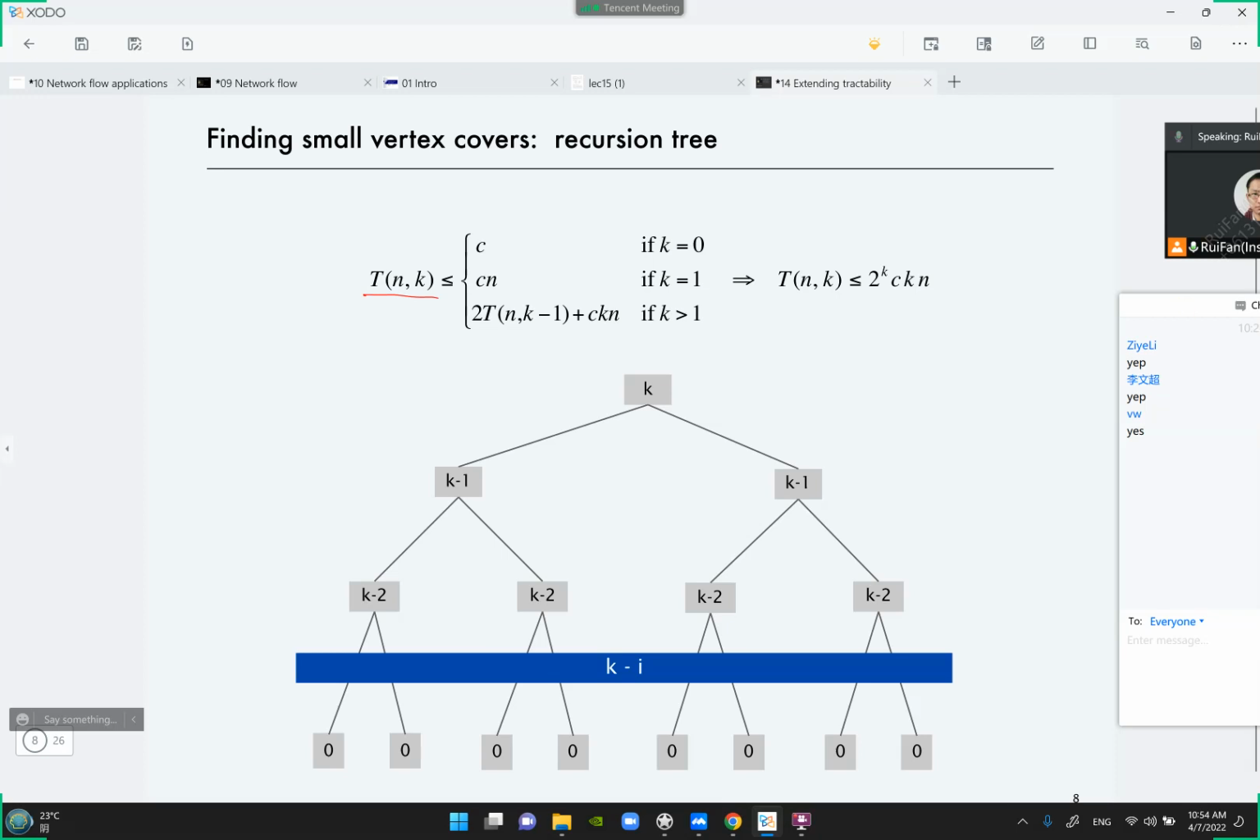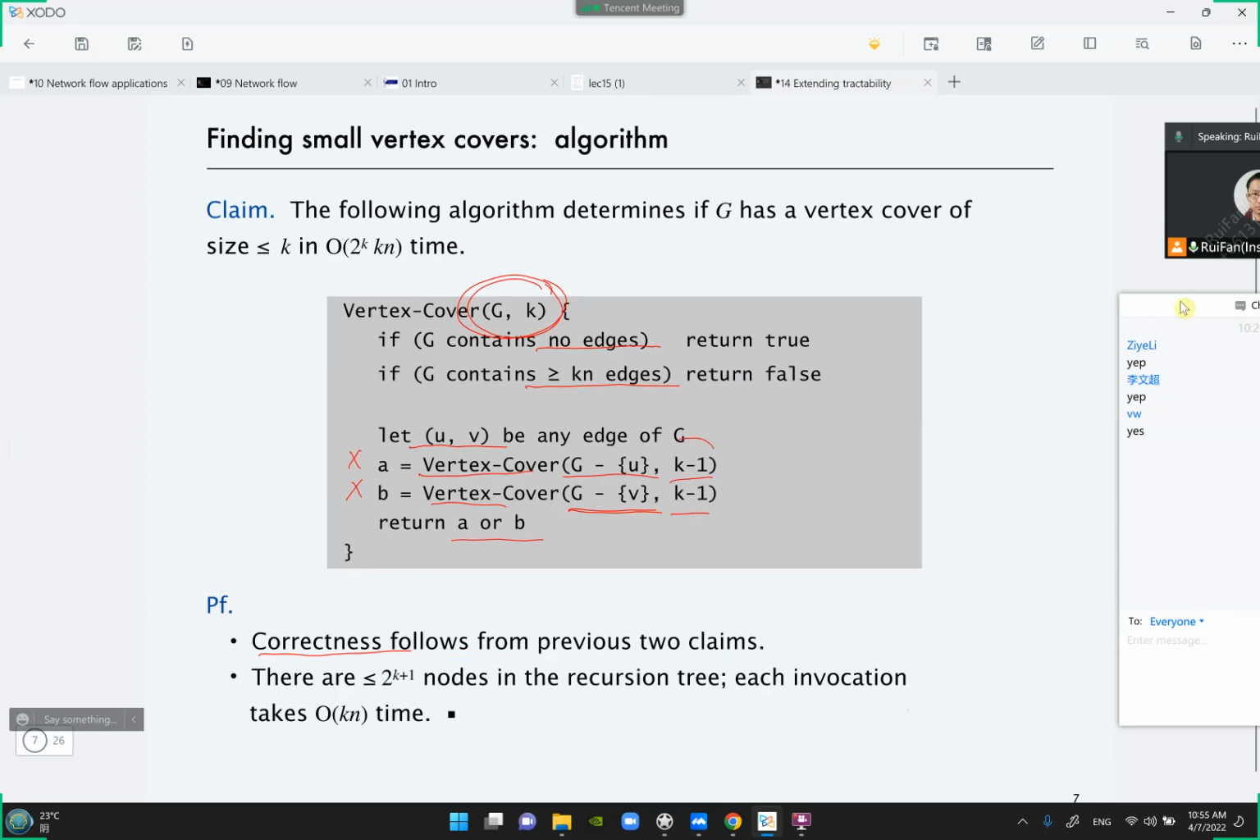Then T(n,k) is going to be, well, if k equals 0, then we just stop. If k equals 1, then you need to see whether you can cover this graph with a single vertex. So you need to go through all of the edges, and this is going to take c times n time. And in the more general case, we need to make 2 recursive calls, each of size k minus 1.